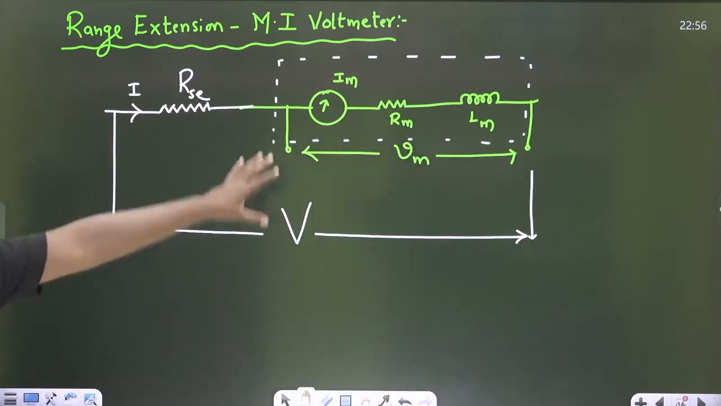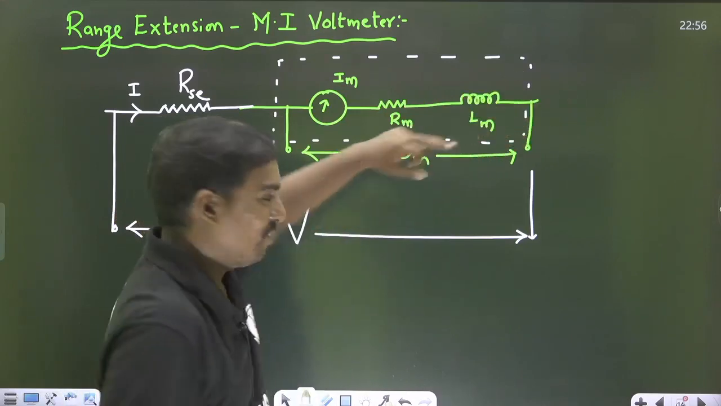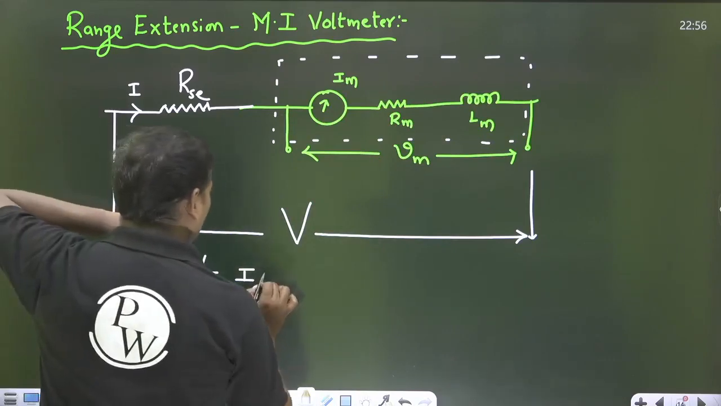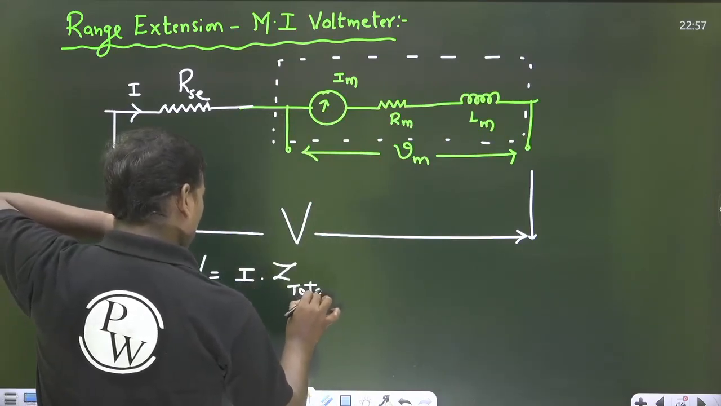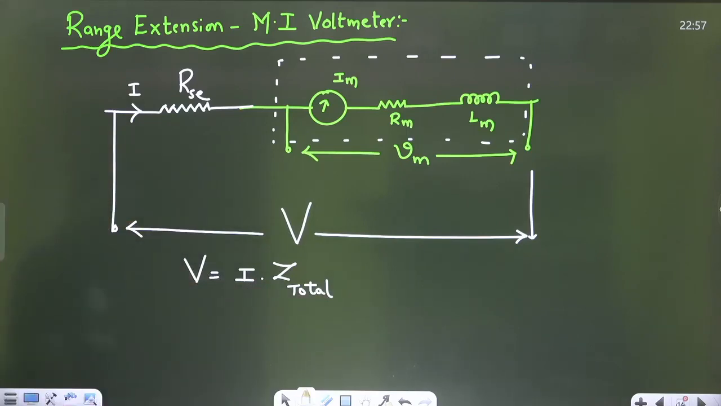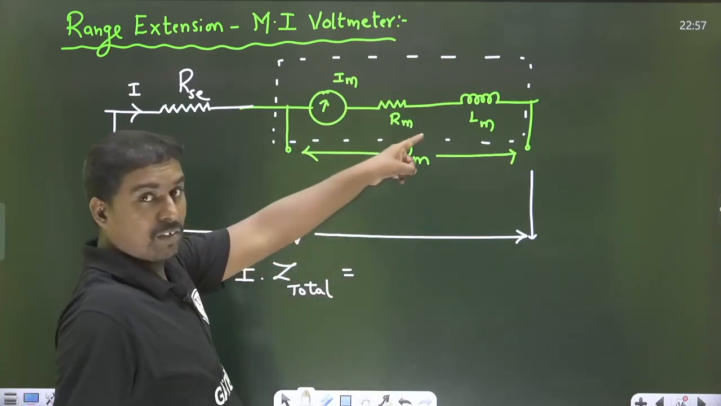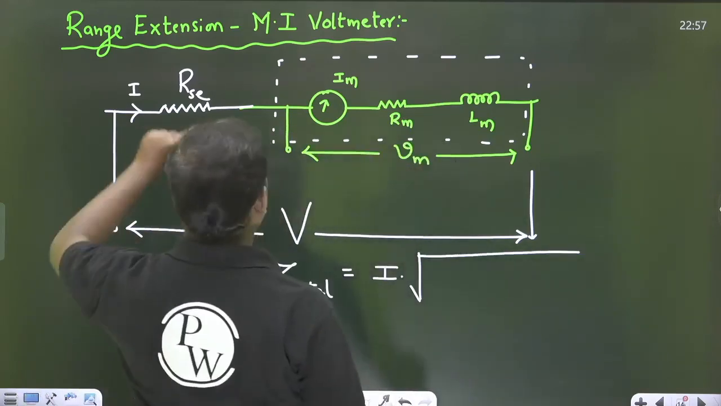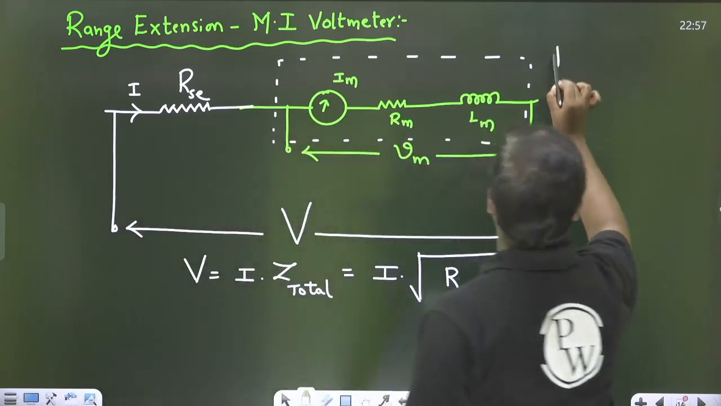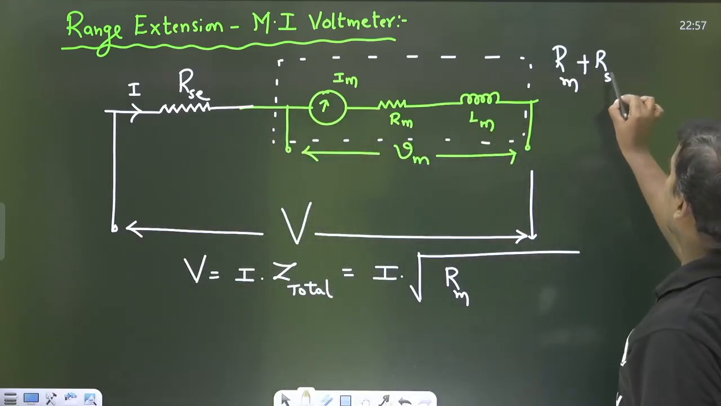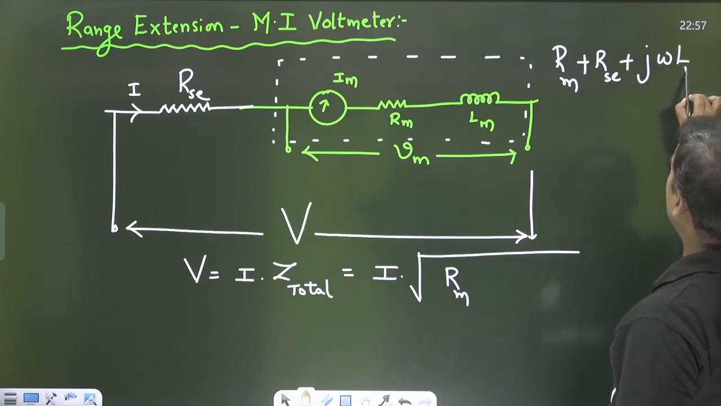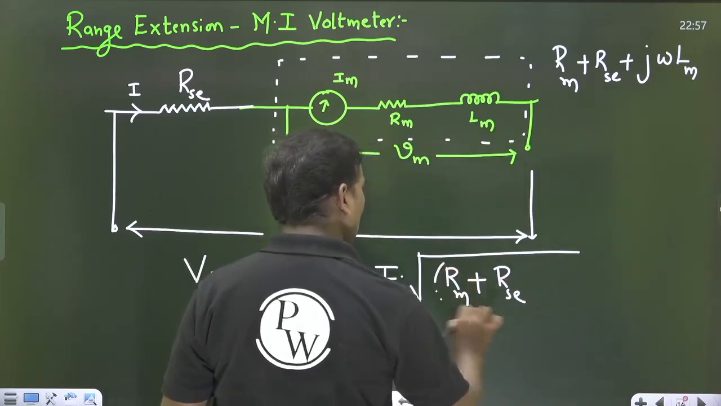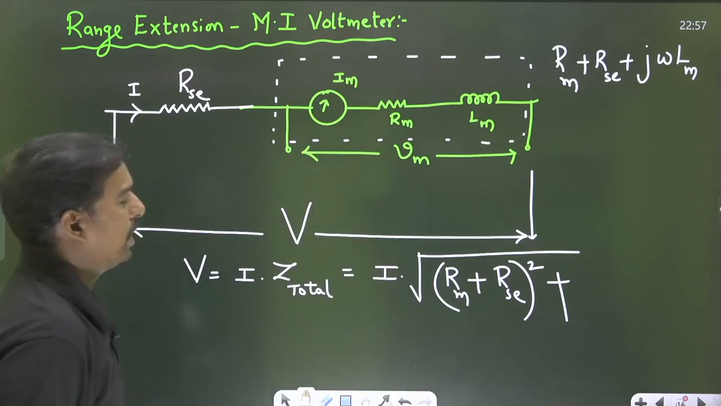Understood? Now here also we can do the same analysis. What is V? V will be capital I into Z total. What is the Z total? Because it is a frequency element, I can take I into Z, which is the square root of Rm plus RSC, whole square, plus omega Lm squared. Rm will be there in series, RSC is there, plus j omega Lm. So Z total will be the square root of (Rm plus RSC) whole square plus (omega Lm) whole square.